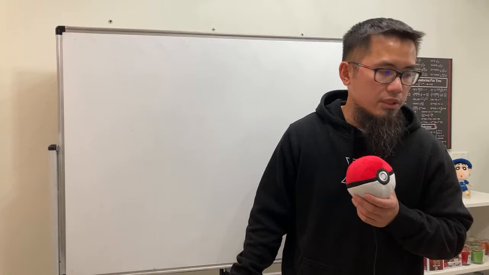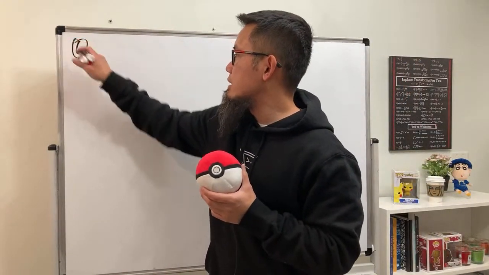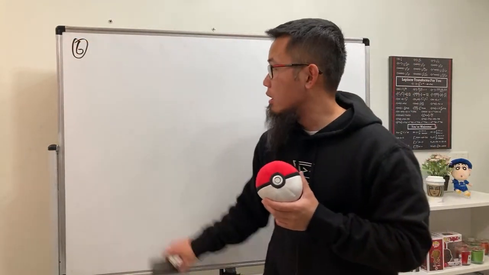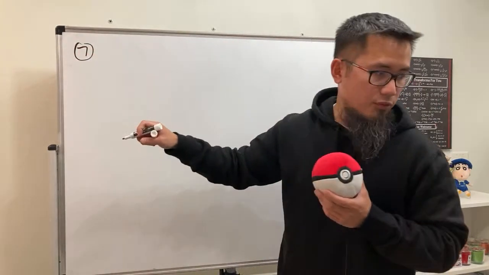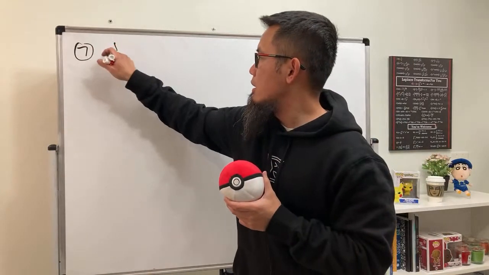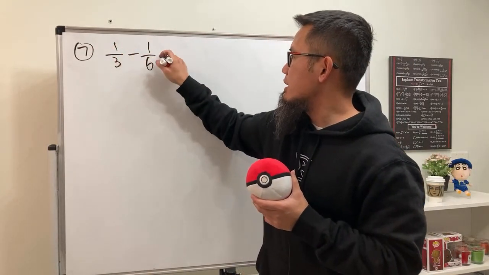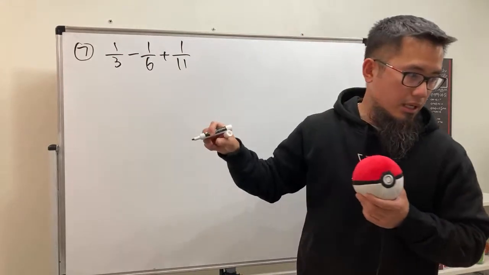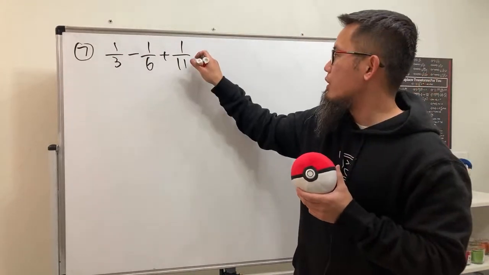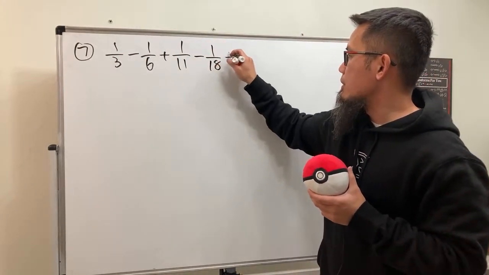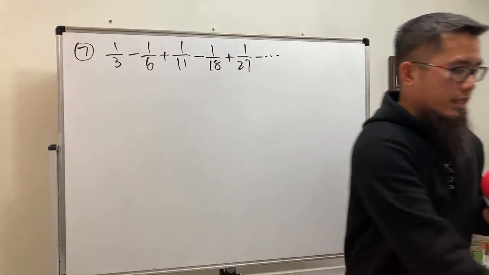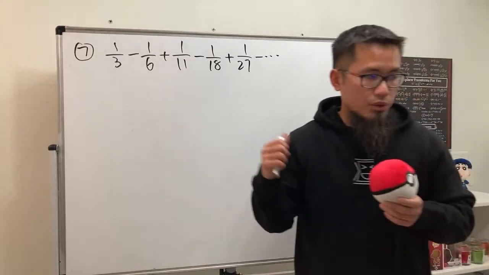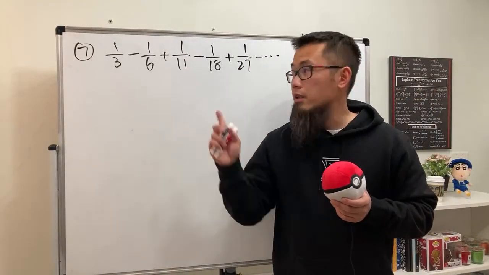All right, so number 7, we're going to determine if the following series converge or diverge. Number 7, here we have 1 over 3 minus 1 over 6, and then plus 1 over 11, and minus 1 over 18, and then plus 1 over 27, and so on. All right, real quick, go ahead and try to figure out the formula for this.